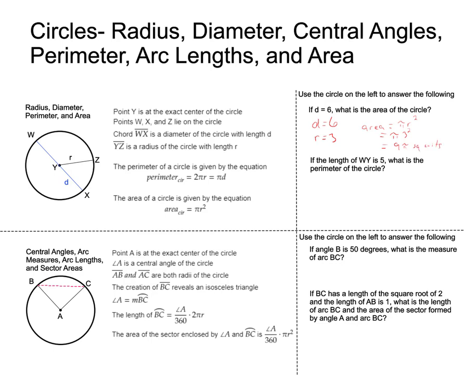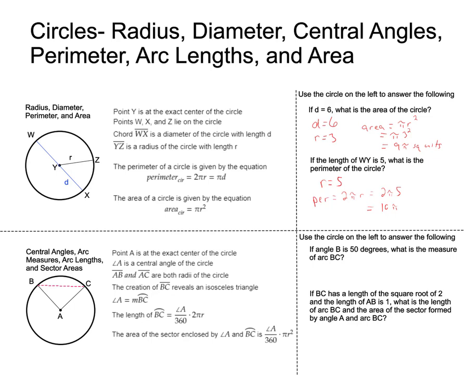If the length of segment WY is 5, what is the perimeter of the circle? WY is another radius of the circle because it has endpoints at the center of the circle and a point on the circle. So if the radius is equal to 5, we can use that to calculate the perimeter. So the perimeter is equal to 2 times pi times the radius, or 2 times pi times 5, or 10 pi.